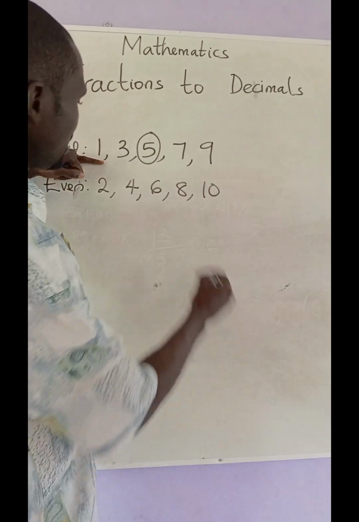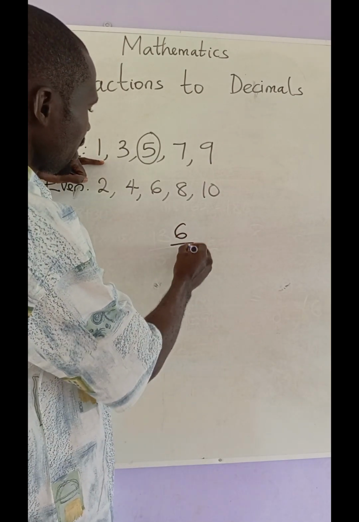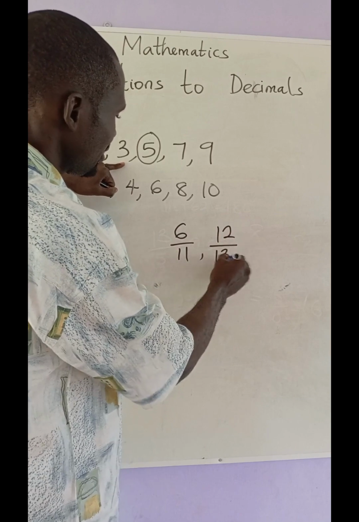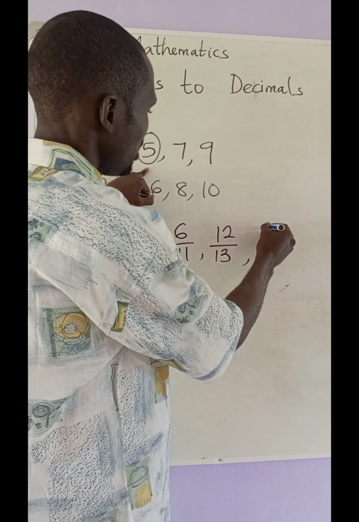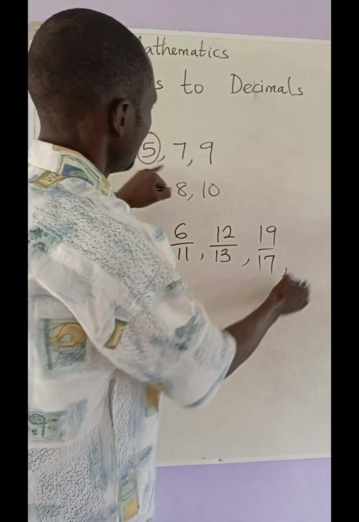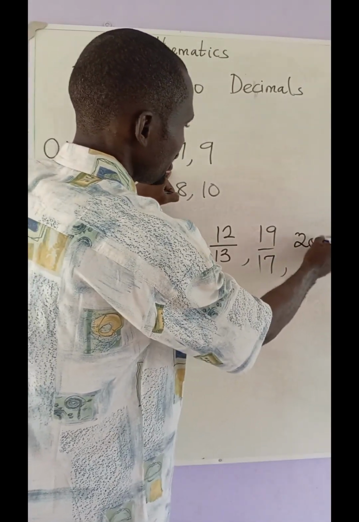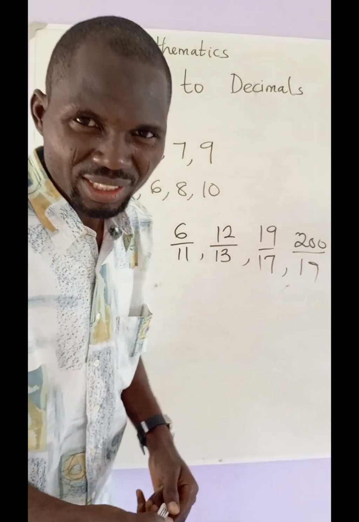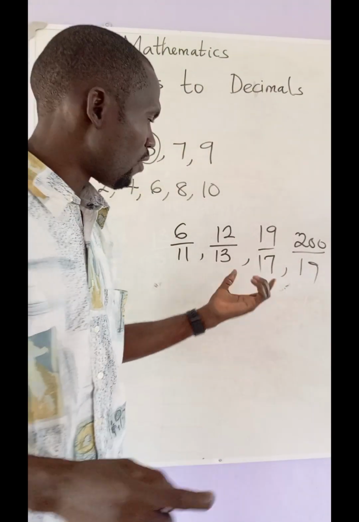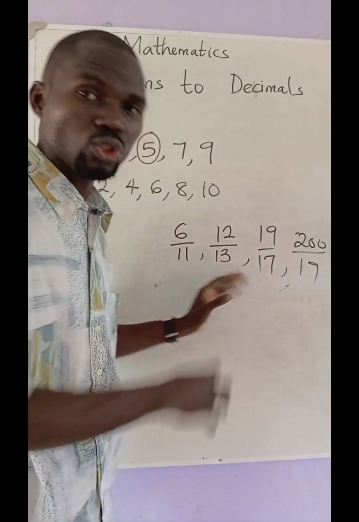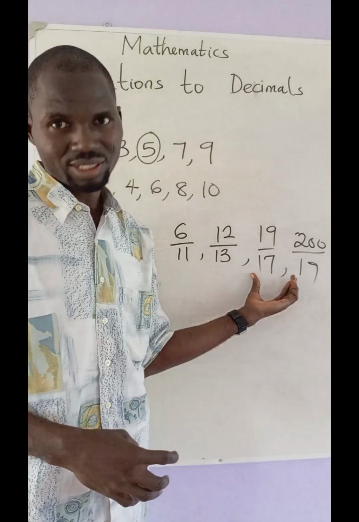If you have a problem like this, 6 over 11, let's say 12 over 13, 19 over 7 or 17, 200 over 19. You see all these ones? You cannot solve it without using the long division method. It is the long division method that is the best method of solving this.